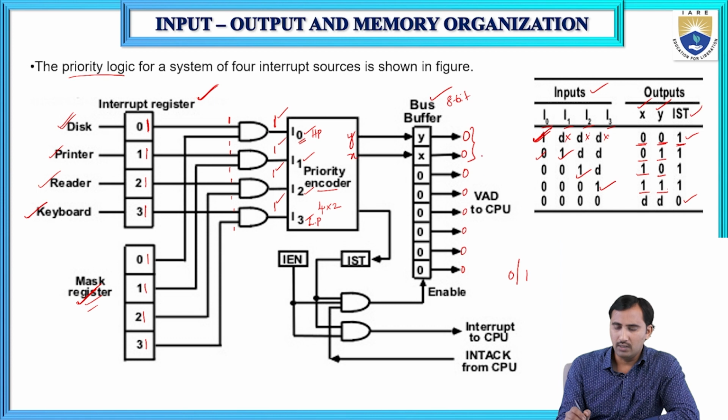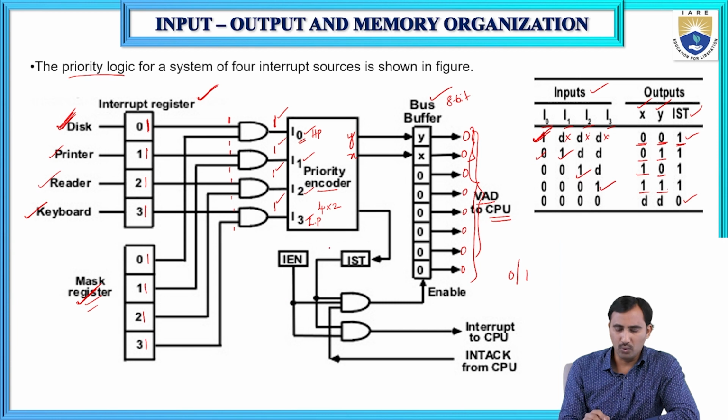Okay, so finally it generates a vector address, and that vector address will be sent to the CPU for executing the corresponding interrupt. Suppose the disk generated the interrupt, then the interrupt service routine program related to the disk device is stored at this address. So the CPU will execute the interrupt service routine program located at this address.